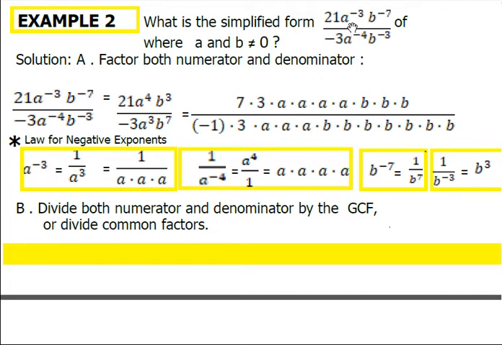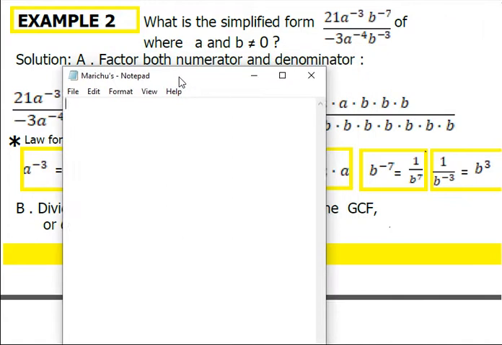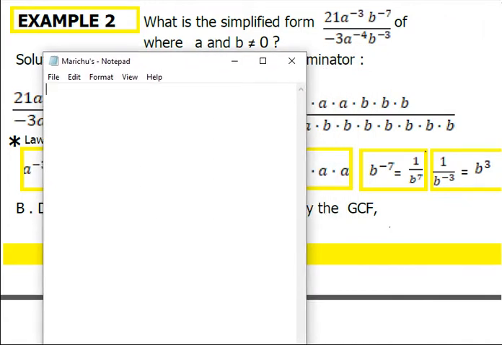We can move a to above, and if you put a raised to negative 4 in the numerator, it will become a raised to positive 4. And in the same way, for b raised to negative 3 in the denominator, it will become b raised to 3 in the numerator, or either way. So let me illustrate this by the use of a shortcut method. You'll be the one to read the solution here. But in my case, what I will be doing right now is to give you the shortcut on how to do this.